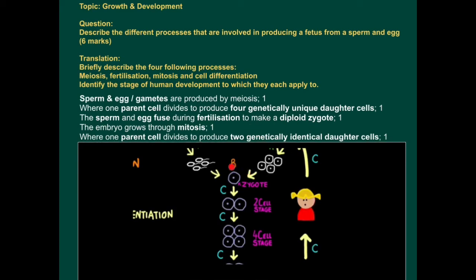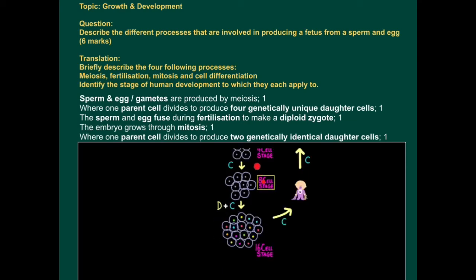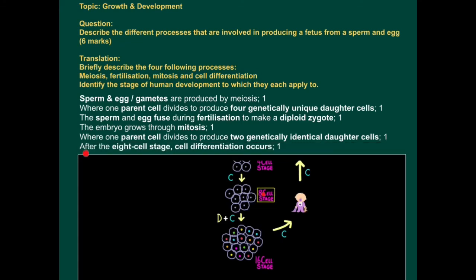So you can see here that we start off with 1 cell, then it divides to form 2 cells, divides to form 4 cells. And the next stage is the 8-cell stage. This is really important because it's after this stage that the next process kicks in. So after the 8-cell stage, cell differentiation occurs. Now, you don't really need to describe what cell differentiation is, because the name tells you what it is. It means that the cells are differentiating. They're turning into specialized cells. So you can see now that we have briefly described meiosis, fertilization, mitosis, and cell differentiation, and talked about when they apply in this developmental process.